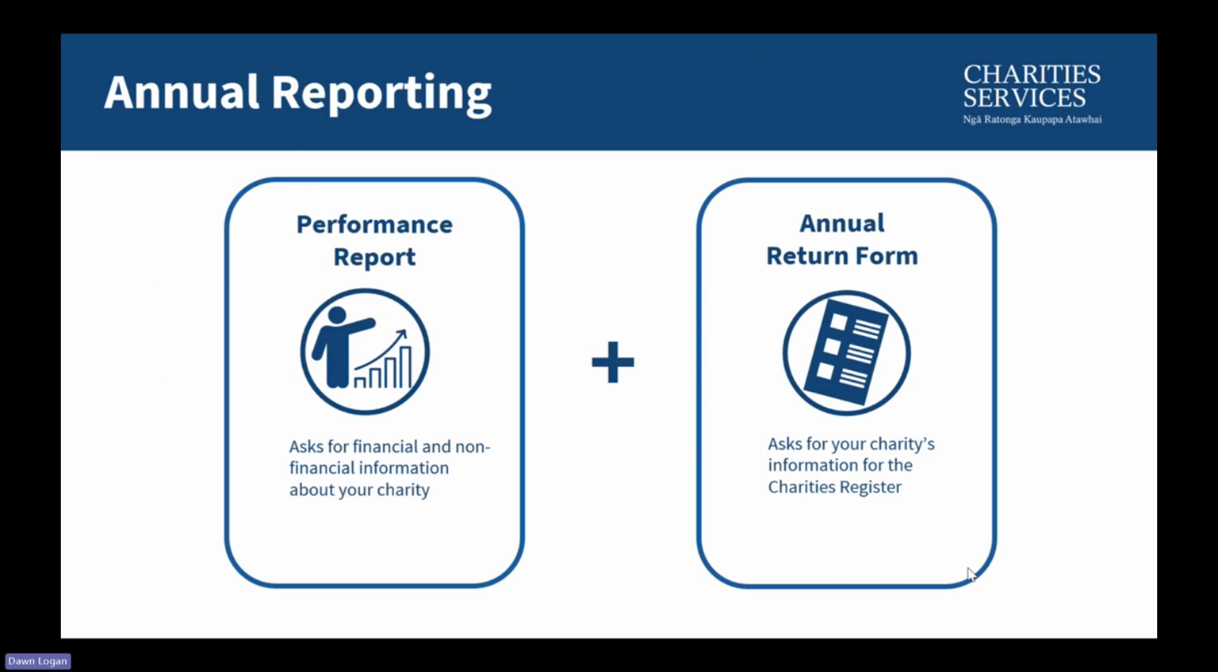As a reminder, one of the obligations of being a registered charity is to report to Charity Services every year. Charities need to do this within 6 months of the end of their financial year. There are two separate parts of annual reporting: a performance report and an annual return. Most people complete their annual return online as it is quicker and easier.